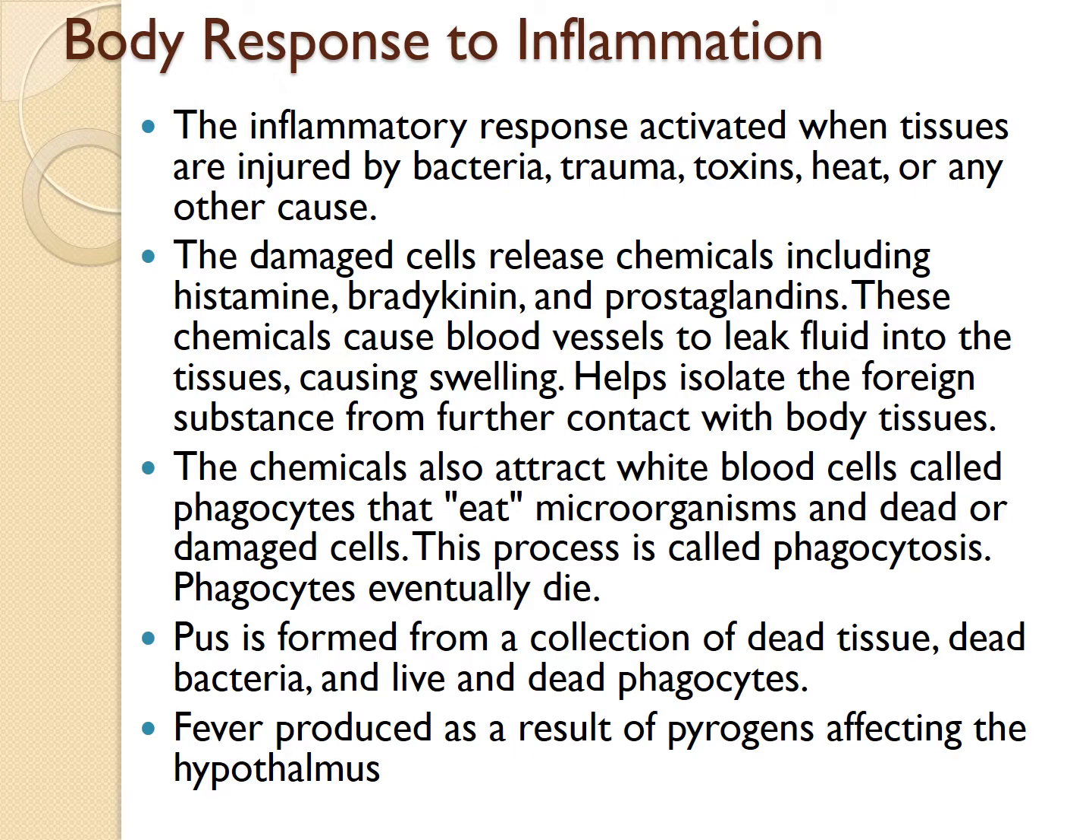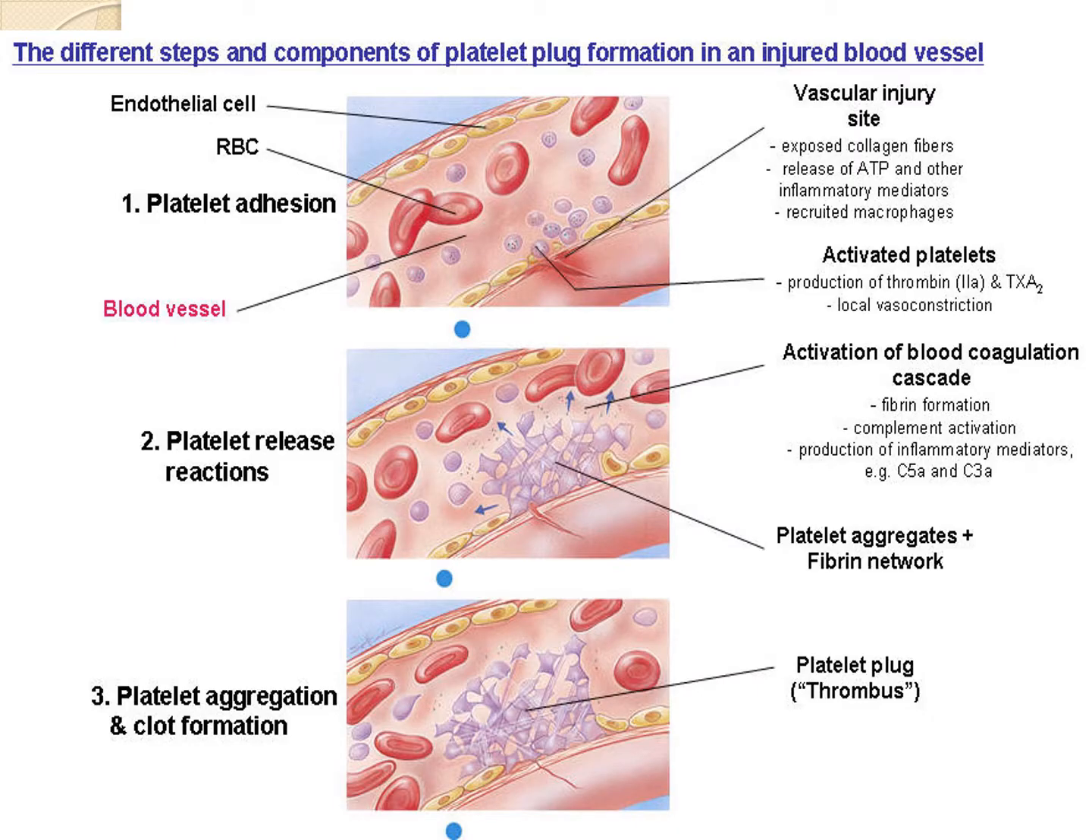The chemicals also attract white blood cells, phagocytes, to help eat the microorganisms and dead and damaged cells, and we call that phagocytosis. Of course, the phagocytes eventually die. Pus is formed from a collection of dead tissue, dead bacteria, and live or dead phagocytes. And then, of course, we have fever that's produced from the pyrogens that affect the hypothalamus.